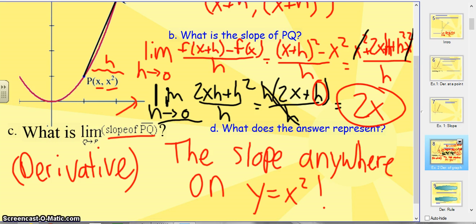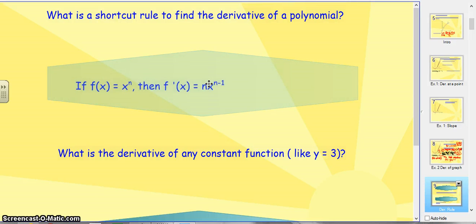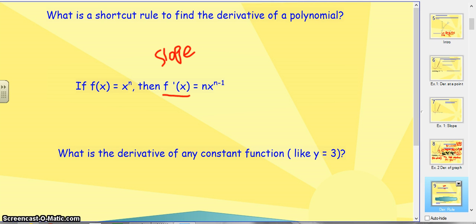All right, here's what I want you to do. Think about it. I have the equation y equals x squared. The derivative is 2x. What could be a shortcut rule to find the derivative of any polynomial? Think about it. If f of x is x to the n, then the derivative, f prime, which means derivative or slope, is n x to the n minus 1. Again, we'll explain that in a minute if you don't understand.